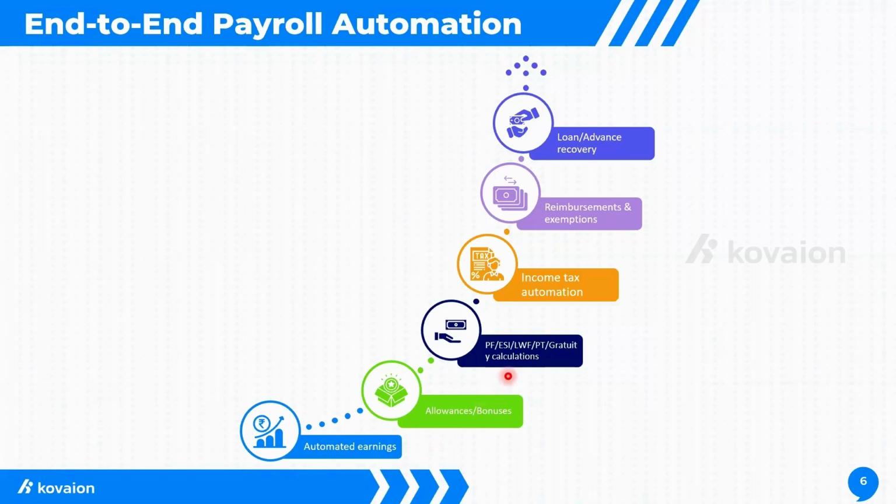Next, we automate statutory calculations like PF, ESI, labor welfare funds, professional tax, and gratuity, which are critical for compliance. Following that, we have income tax automation, which simplifies tax deductions and reduces errors. Further up, we manage reimbursements and exemptions, making it easier for employees to claim and for HR to validate. Finally, at the top, we have loan and advance recovery, ensuring smooth deductions and tracking.